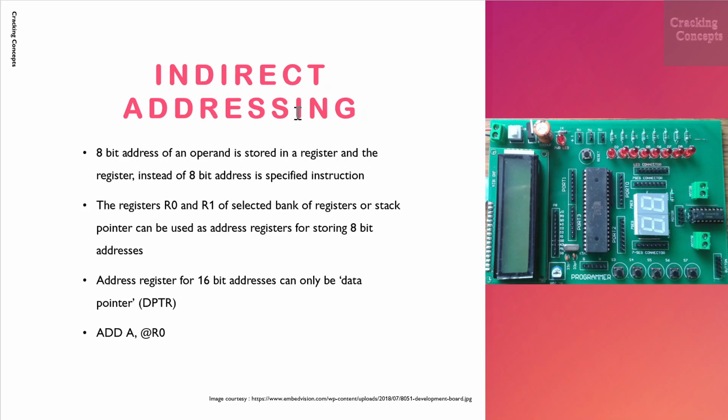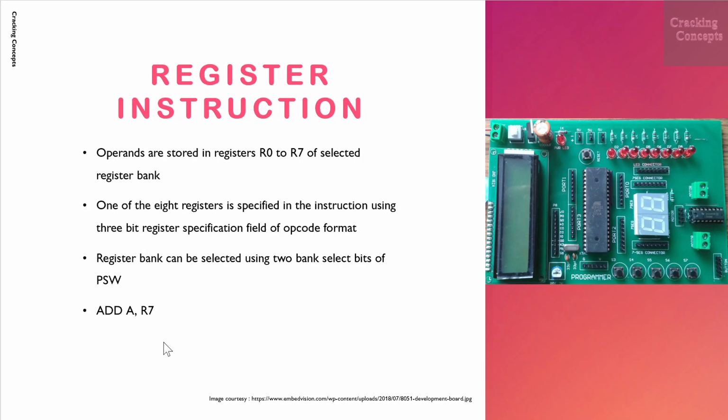Next is indirect addressing. In this mode of addressing, the 8-bit address of an operand is stored in a register and the register instead of the 8-bit address is specified in the instruction. Registers R0 and R1 of the selected bank of registers or the stack pointer can be used as address register for storing the 8-bit addresses. Address register for 16-bit addresses can only be the data pointer, which is DPTR. An example of this is ADD A, @R0, where @R0 will represent the address that is indirectly specified.